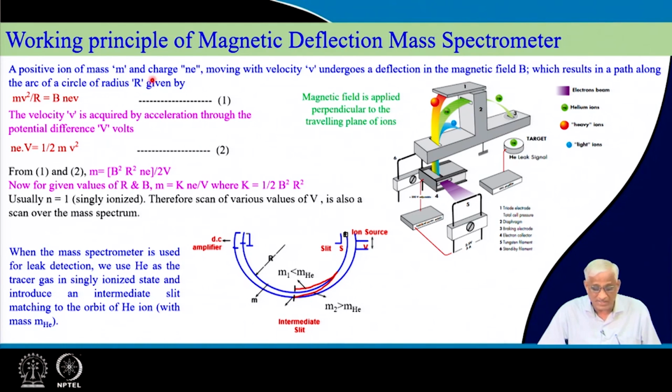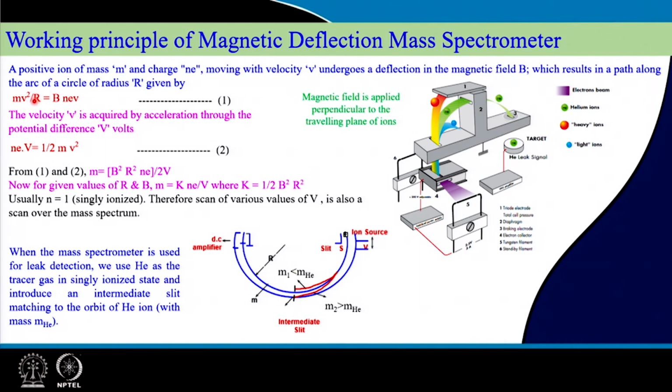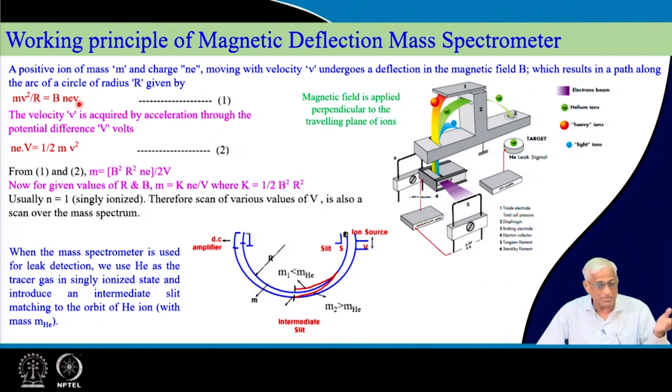And what is the mathematics? For an orbit, there is a centrifugal force for an ion having a mass m, mv square by r. There is a Lorentz force, B cross I type, NeV, where V is the velocity and e is the charge carrier. For a singly ionized ion, n will be 1, otherwise it will be 2. And where is this velocity coming from? That is also coming from the applied electric voltage. So, half mv square, the kinetic energy, is coming from NeV.